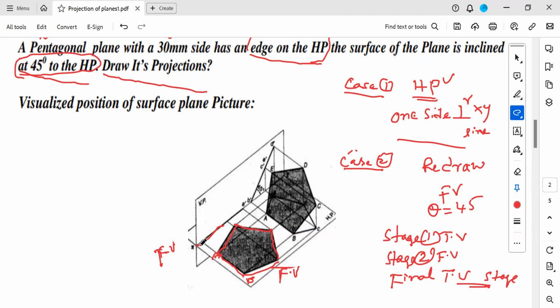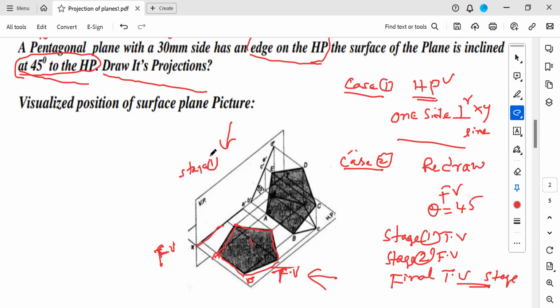While seeing from the top, you will get the pentagon shape. This will be the top view. While seeing from the front, you will get the front view. So first we need to draw the top view, that is the pentagon, such that AB is perpendicular to the XY line. Then we need to draw the front view, that is, since it is a plane, you will get a straight line on the XY line. On these conditions we need to draw stage 1.